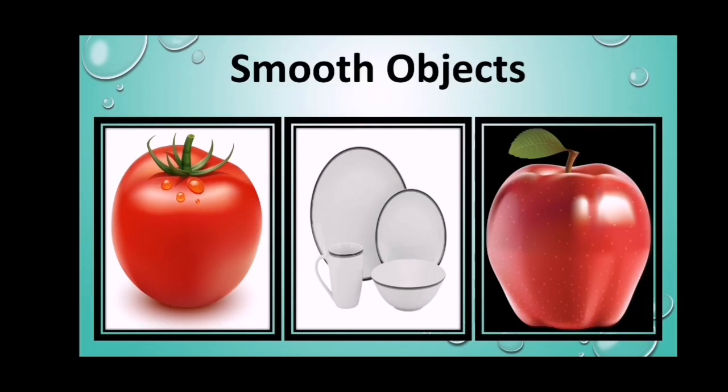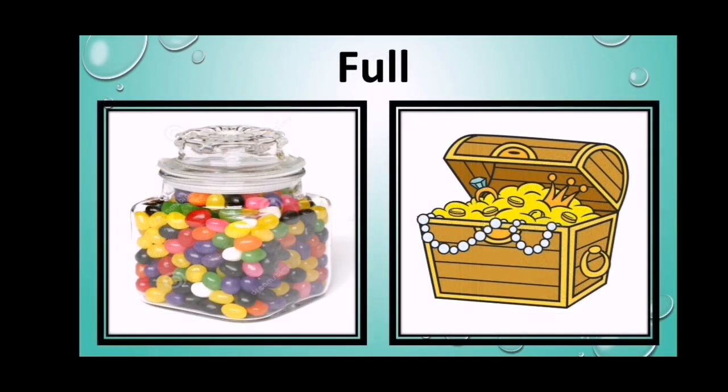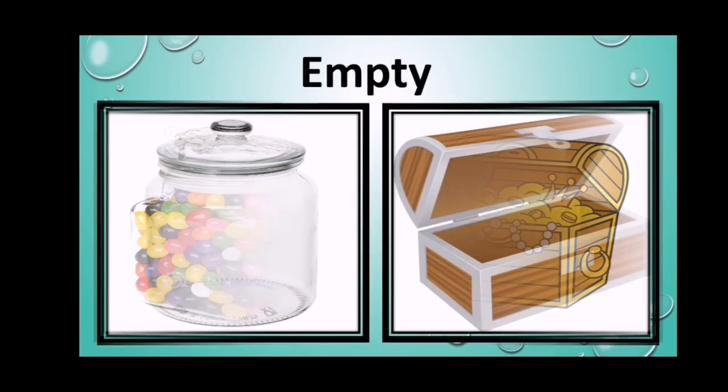We have learned that objects or things around us can be smooth or rough. Objects or things around us can be full or empty.